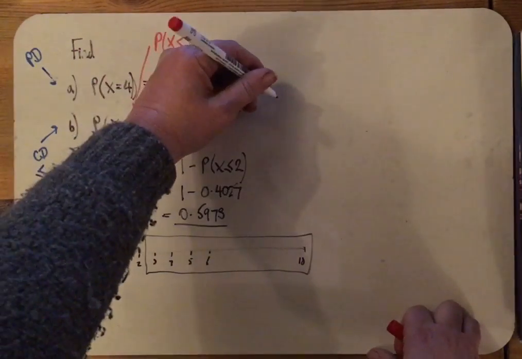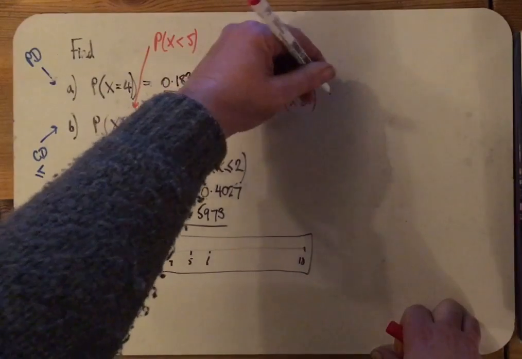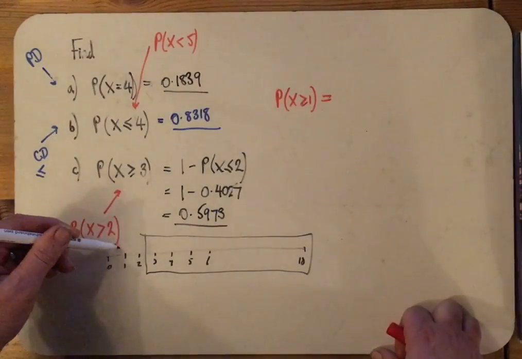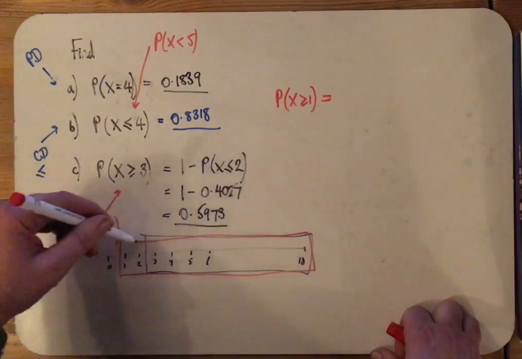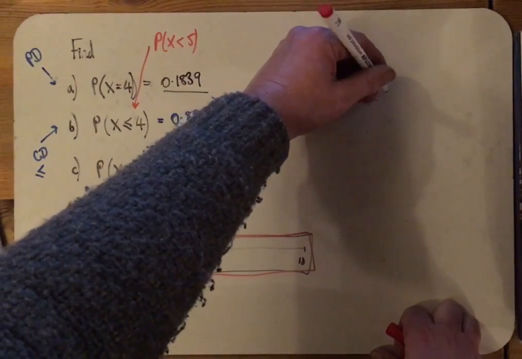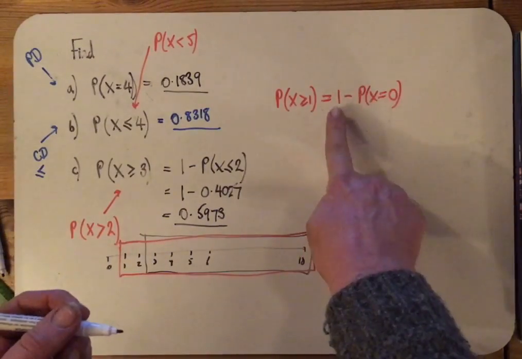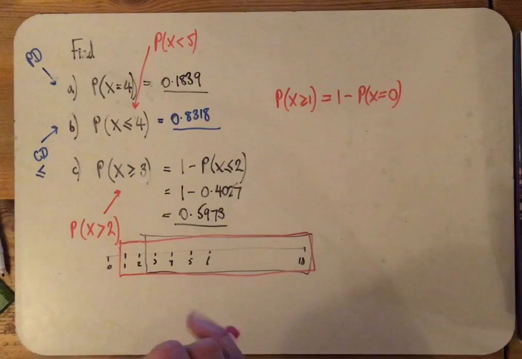The other one to think about as well is the probability that x is greater than or equal to 1, so at least 1, which is all of that lot. That's 1 minus the probability x equals 0. So don't forget your zeros, and this one comes up quite a lot in questions. I think that's it.